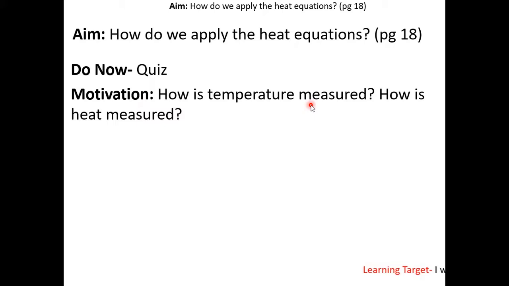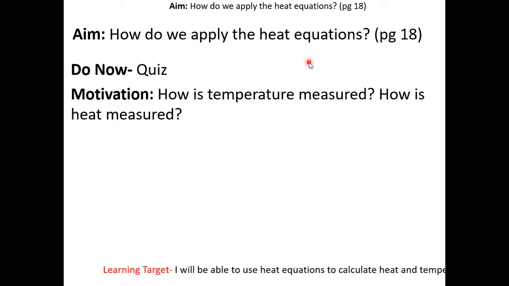If you recall from previous PowerPoints, heat and temperature are determined differently. Temperature can be measured directly using a thermometer, while heat cannot. We will be calculating heat indirectly using the heat equations on Table T.